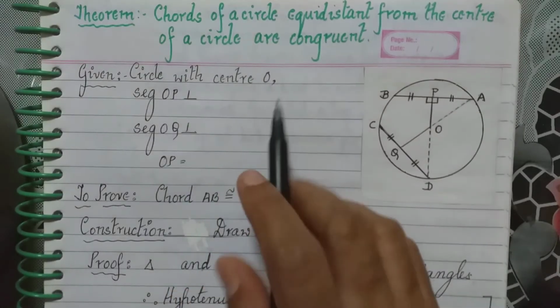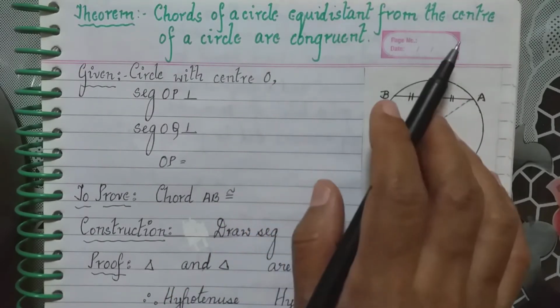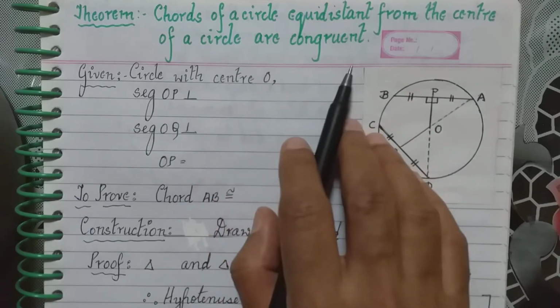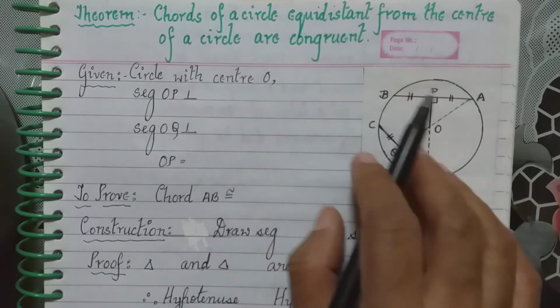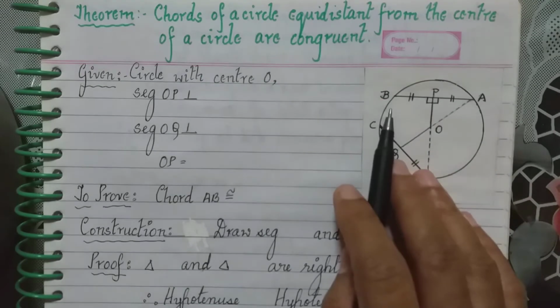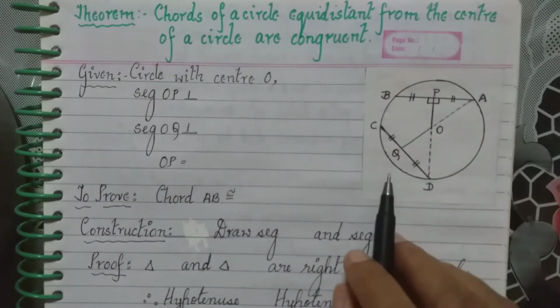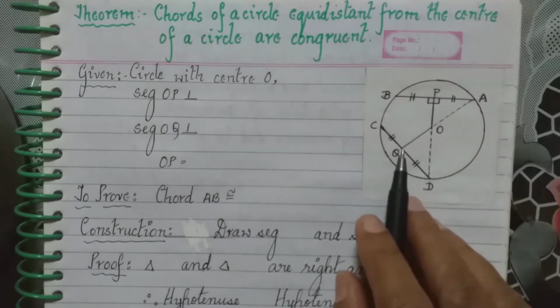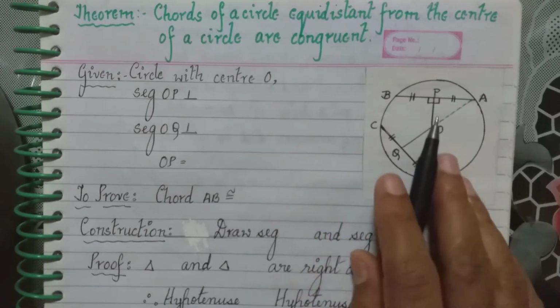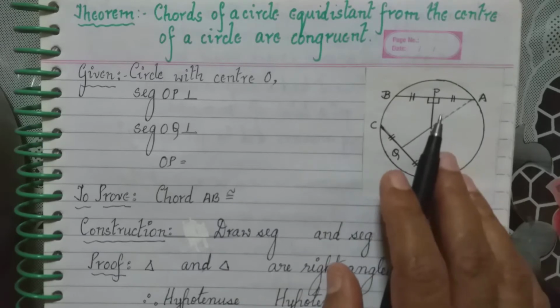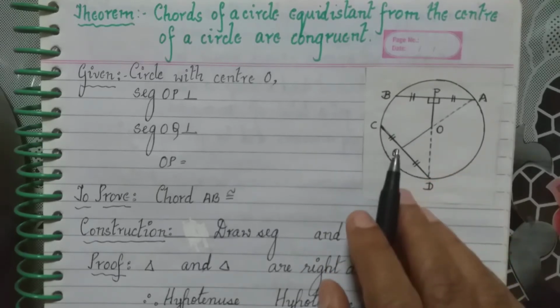The next theorem: chords of a circle equidistant from the center of a circle are congruent. We have two chords given here, chord AB and chord CD. They are saying they are equidistant from the center, that is OP equal to OQ. In the previous theorem, we had to prove OP equal to OQ. Here they have already said that OP is equal to OQ.